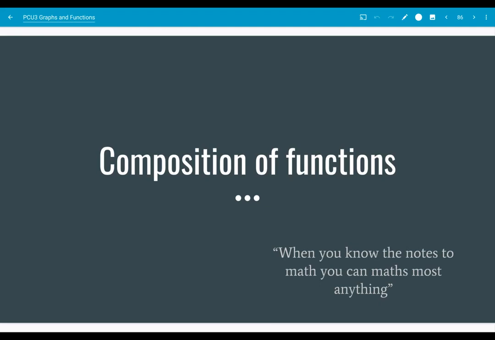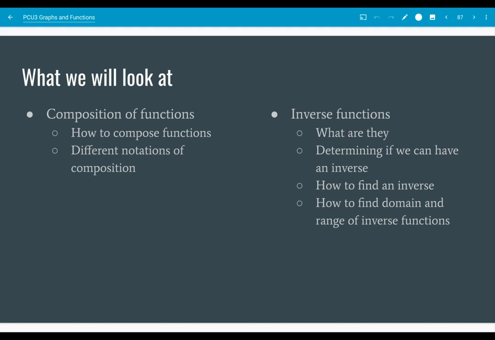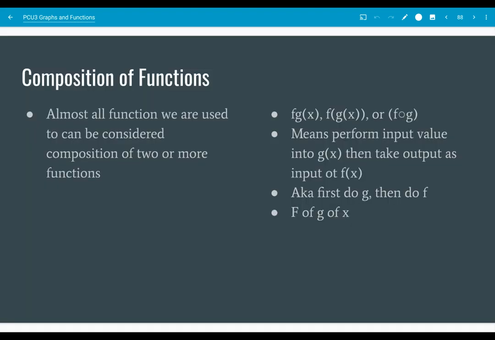In this video, we're going to talk about composition of functions, how to compose functions, different notations for composition of functions, and then we're also going to look at inverse functions. We're going to look at what they are, determining if we can have an inverse, how to find an inverse, and how to find the domain and range of an inverse function. So let's get started with composition of functions.